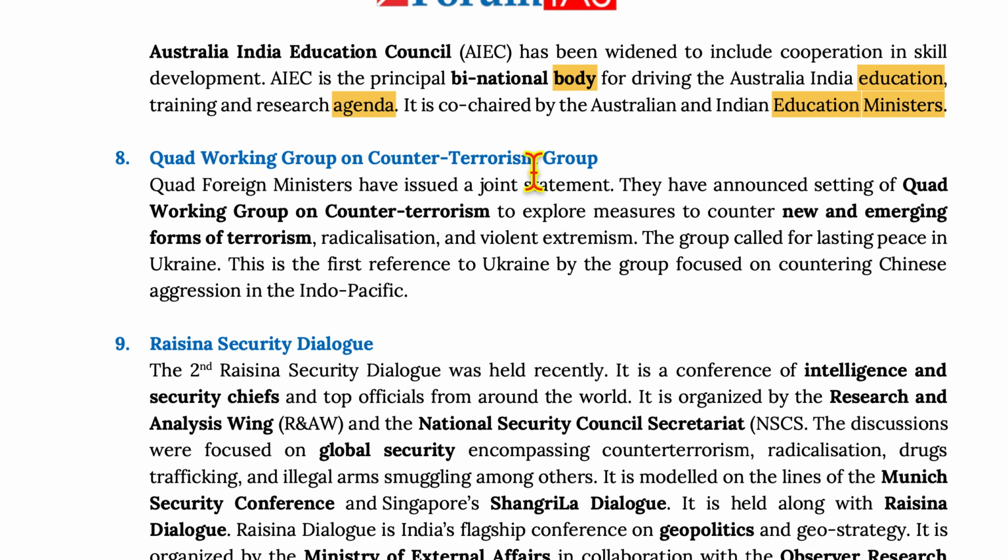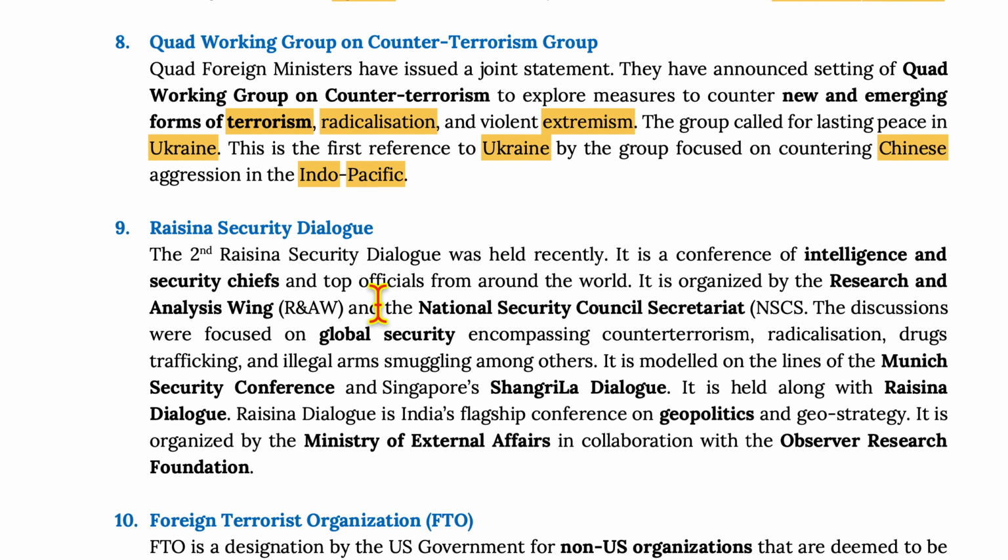Quad Working Group on Counter-Terrorism Group. Quad foreign ministers have issued a joint statement. They have announced setting up a Quad working group on counter-terrorism to explore measures to counter new and emerging forms of terrorism, radicalization, and violent extremism. The group called for lasting peace in Ukraine. This is the first reference to Ukraine by the group focused on countering Chinese aggression in the Indo-Pacific.